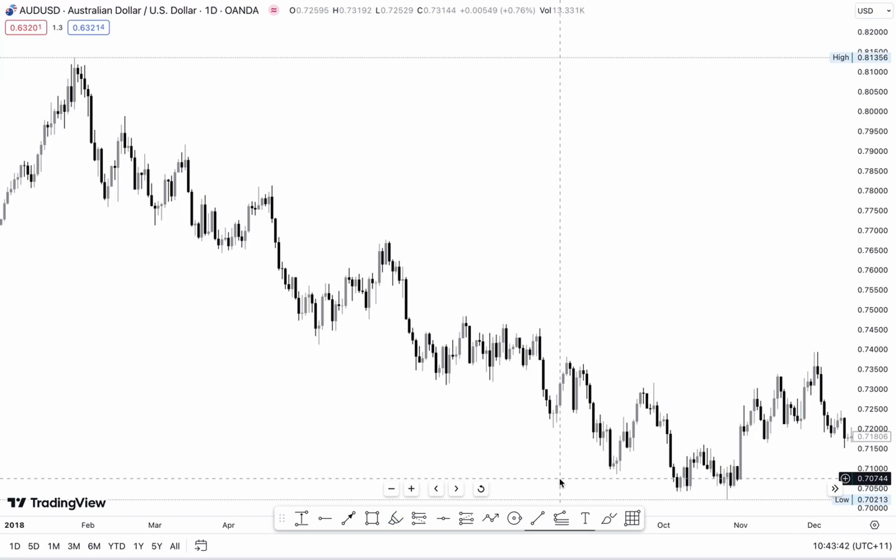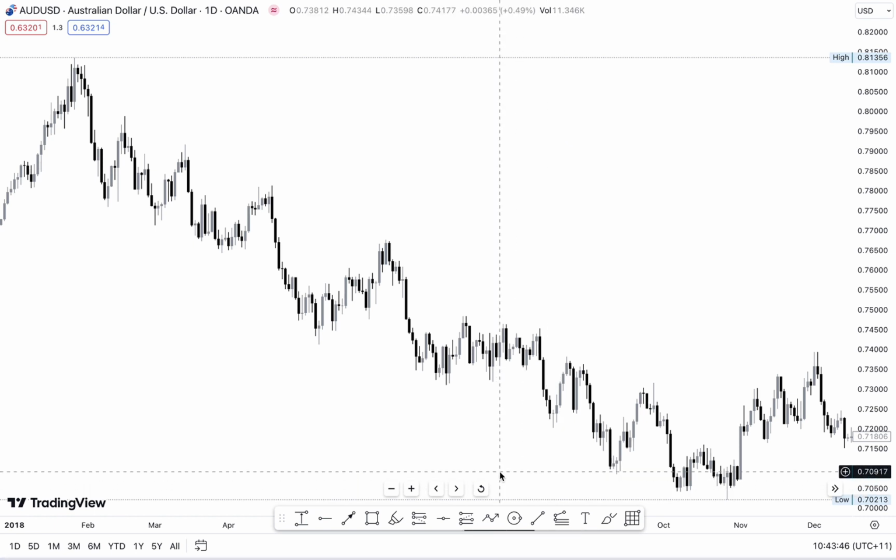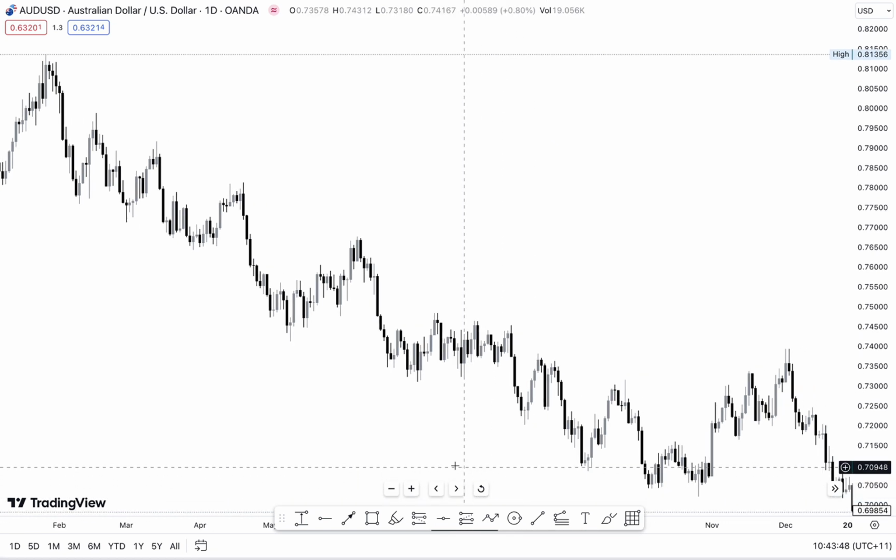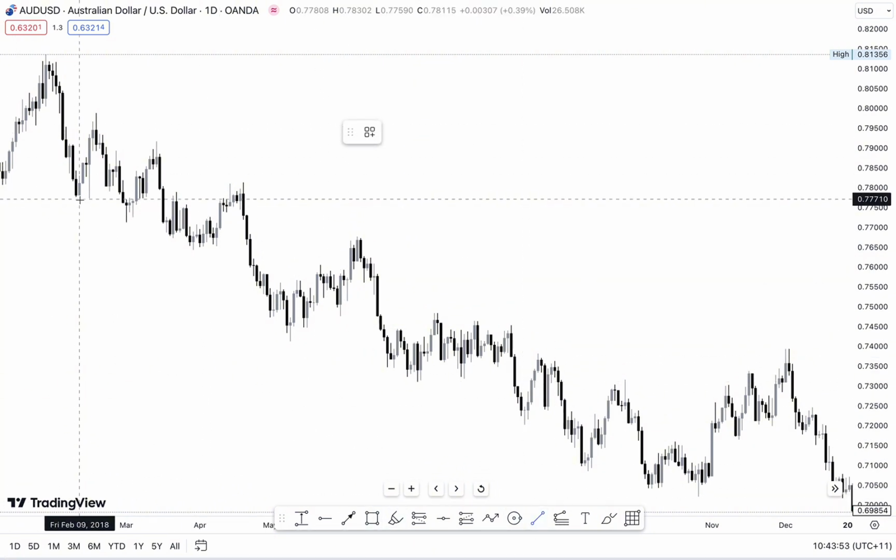So I'm going to teach us here more practically on this chart how to map structure correctly. So in this example, we have a downtrend, correct? And if we look at this point, we had a break of structure here.